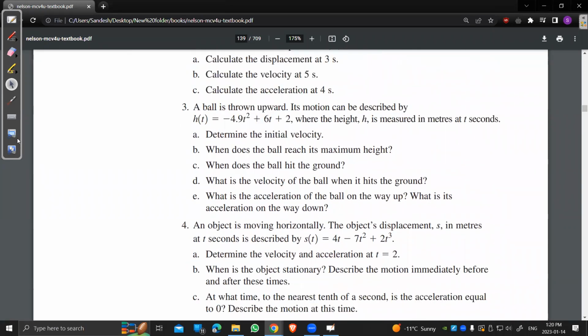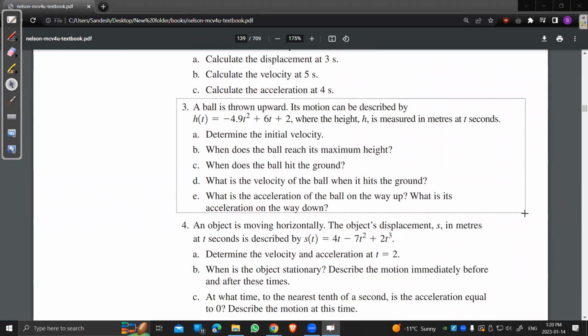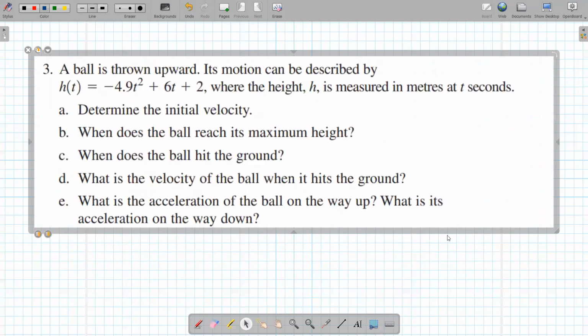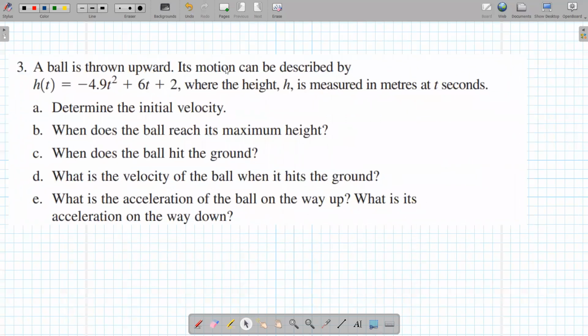Actually, this is not the same thing. A ball is thrown upwards. Its motion is described by this quadratic. It's a parabola. Opening up or down? Down. What's the y-intercept? Is it 2? Yeah, it is. So we don't know where the vertex is, but we're going to find it soon. So it's going to look something like this.